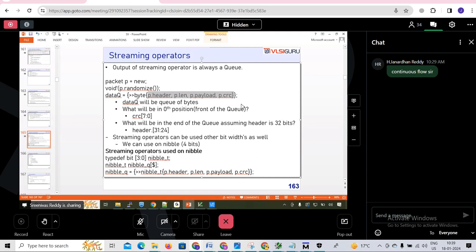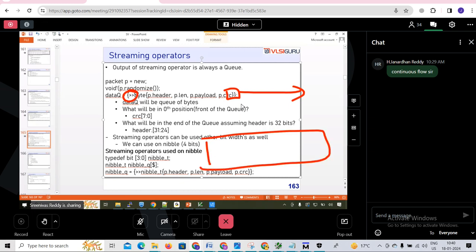We are streaming at a byte level. What are we streaming at? Byte level. So when you stream it, this data queue will have 8 bits at a time. In this case, this direction is important. The direction will tell what you are streaming first. So if this is the direction, the lower 8 bits will be streamed first. If this is my queue, because of this arrow direction, what will come first? This is the front of the queue. This is the back of the queue.